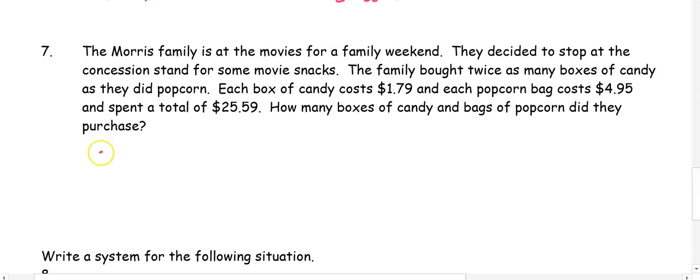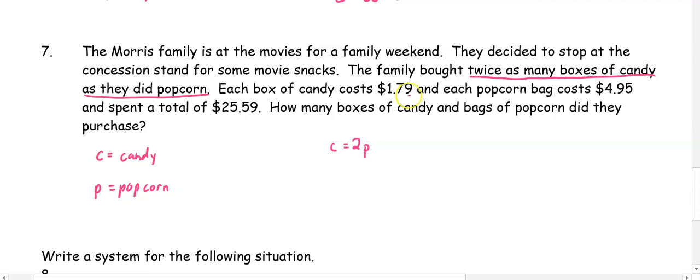So the 2 things they bought are candy, so we're going to use C for candy and P for popcorn. I don't want to use B and B because they're the same variable, so I want to use different letters, so I'm going to actually be more specific than just box and bag. So the family bought twice as many boxes of candy as they did popcorn. So we don't know how many popcorn they bought, which is going to be P, but we need twice the number of P to equal the number of candy boxes.